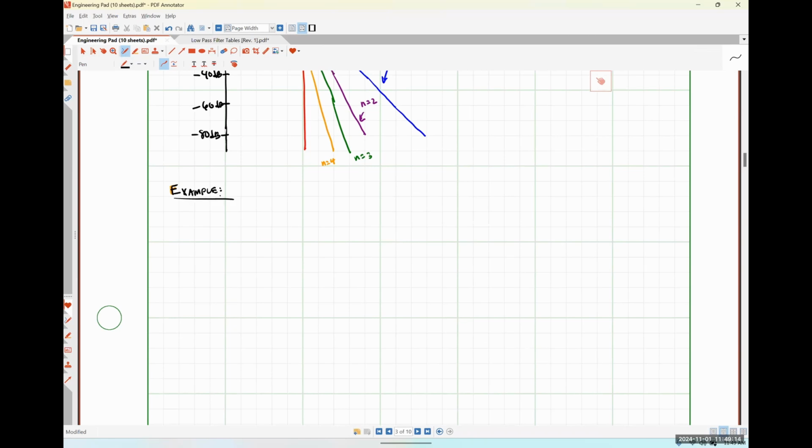So let's say, just for the sake of argument, 1, 2, 3, 4, 5, 6, that we want to design a sixth order low pass Butterworth filter for RS over RL equal to 0.1.